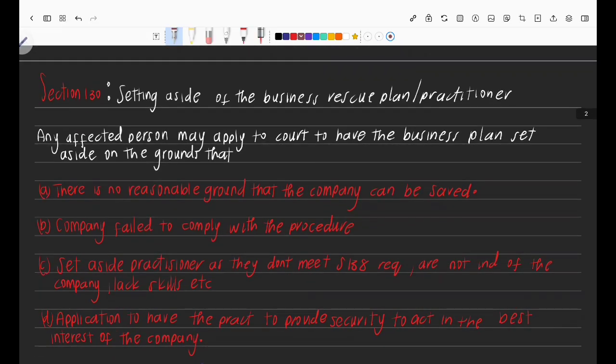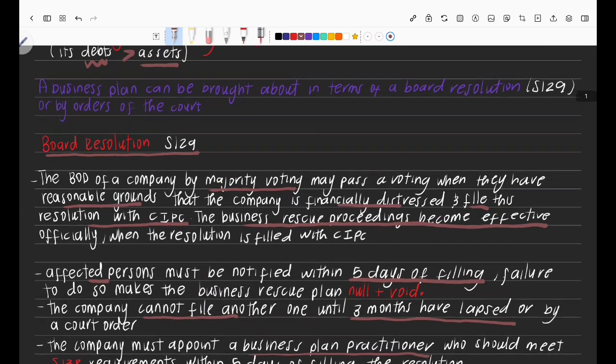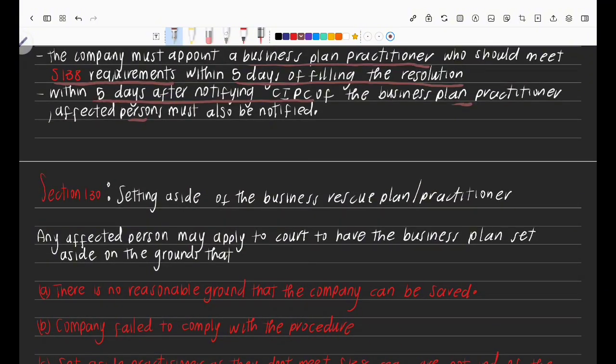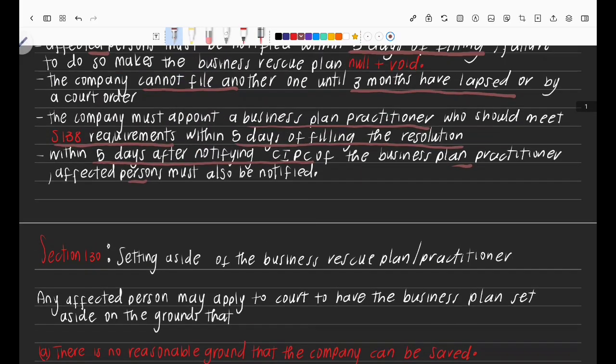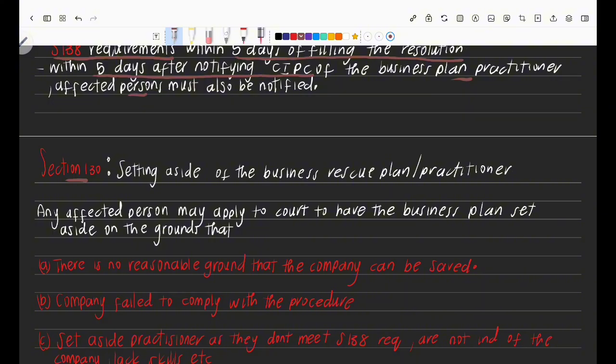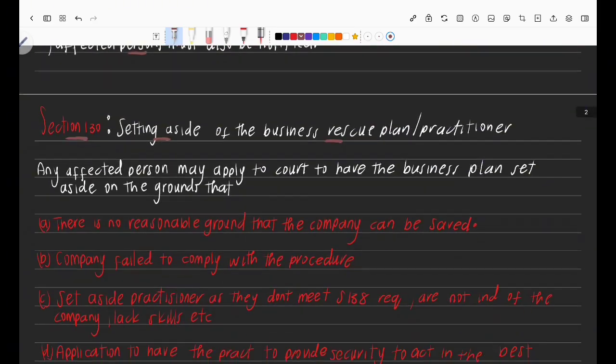So we talked of Section 128 defining. Section 129, how can we bring it? How can we initiate it? And we said by board resolution. The next way that you can initiate this is by court order, and that is looked at in Section 131. But before we get there, let us look at how they can set this aside. So section 130 looks at setting aside of the business rescue plan. So you want to set aside the business rescue plan that was brought by the board, right?